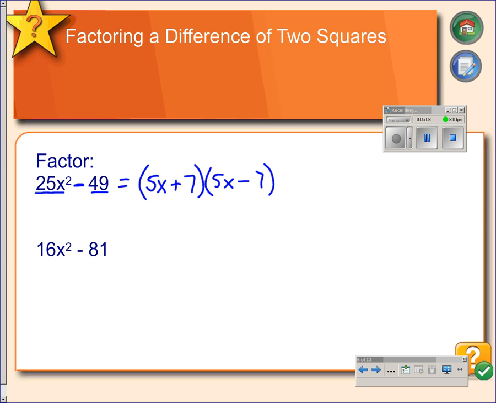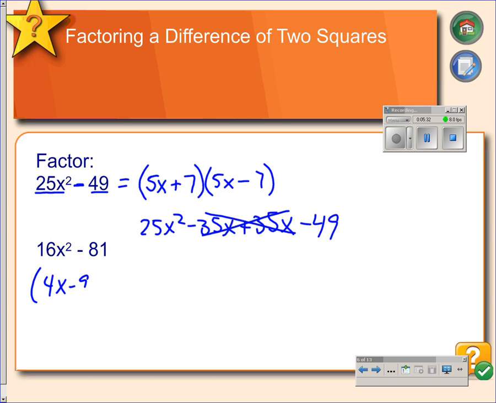So then when we FOIL this, we'll get 25x squared minus 35x plus 35x minus 49. So the middle part of this cancels out, and that's how we end up with just two terms, 25x squared minus 49. So the second one will factor as 4x minus 9 and 4x plus 9.